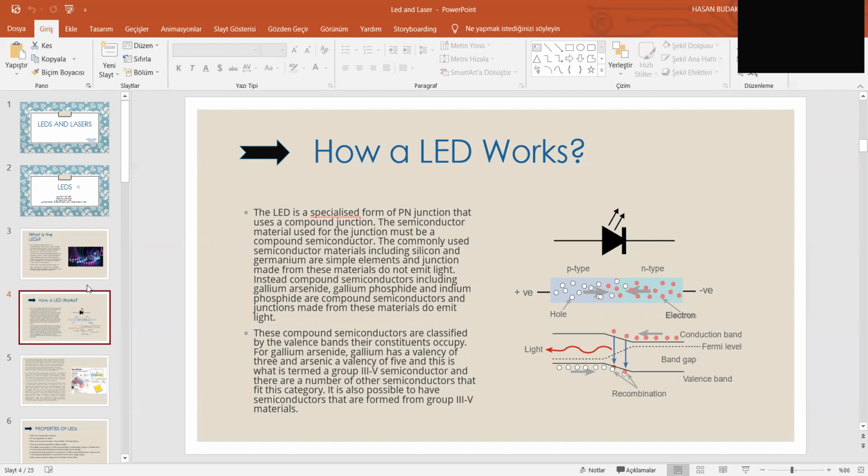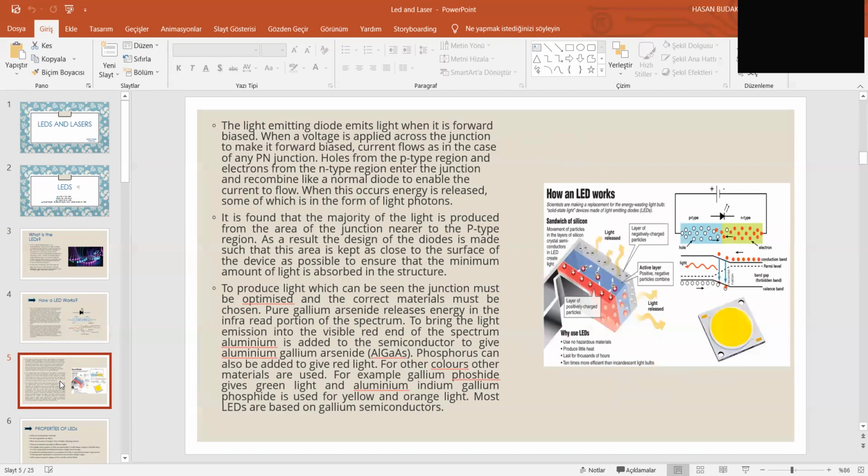These compound semiconductors are classified by the valence bands their constituents occupy. For gallium arsenide, gallium has a valency of 3 and arsenic a valency of 5, and this is what is termed a group 3-5 semiconductor, and there are a number of other semiconductors that fit this category. It is also possible to have semiconductors that are formed from group 3 and 5 materials.